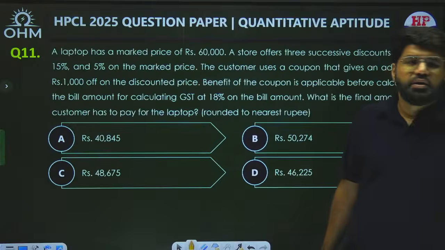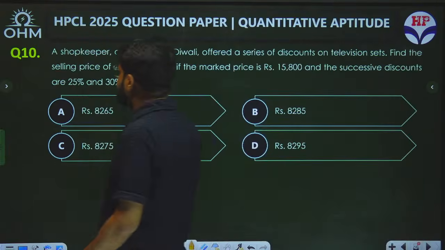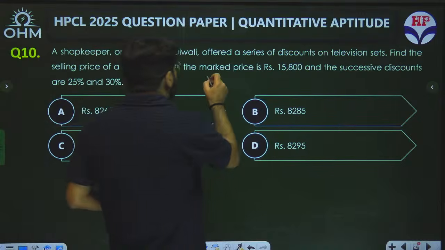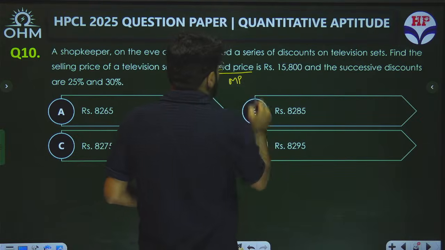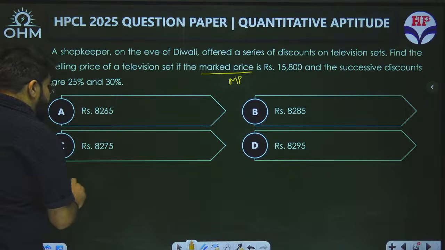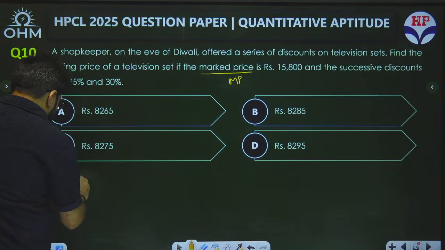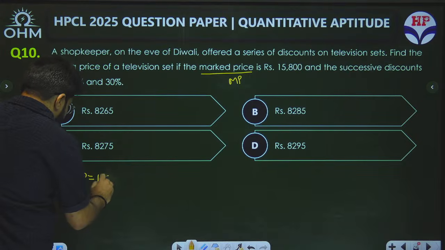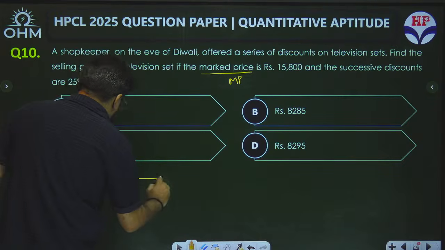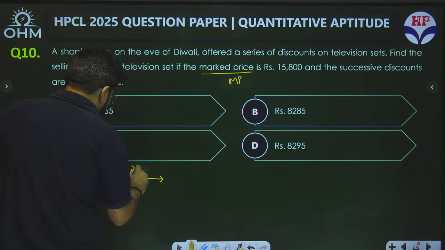Okay, next question, number 10. A shopkeeper, on the eve of Diwali, offered a series of discounts on television sets. Find the selling price of the television set if the marked price is 15,800 and the successive discounts are 25% and 30%. So what is available here? The marked price is 15,800, from which you will reduce 25%.